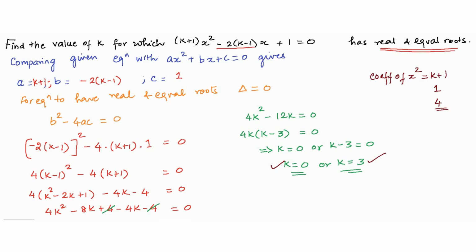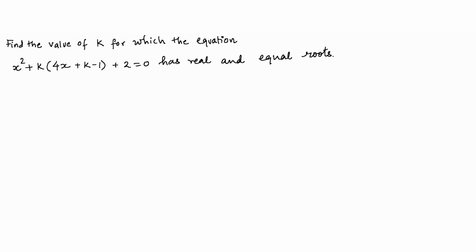Moving on to the next question. So let's consider the following equation. Find the value of k for which the equation x square plus k times 4x plus k minus 1 plus 2 equals 0 has real and equal roots.